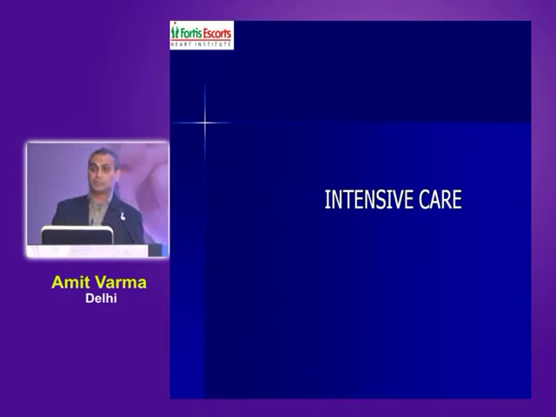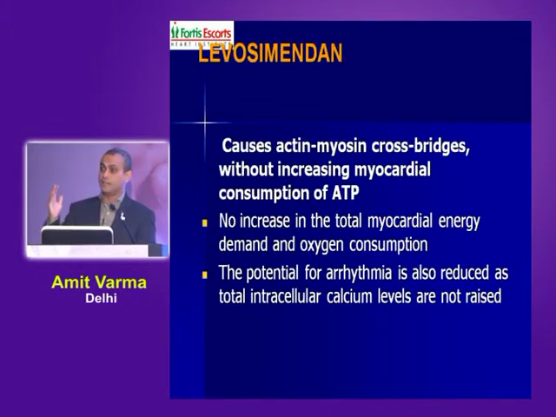So let's shift now to intensive care, which is our forte and something that I think you would be practicing a lot more commonly than all the stuff that I've been talking about. Levosimendan is not a new drug, but it is also a drug which is not routinely used in our ICUs, at least in India. What it does is that it causes actin-myosin cross bridges. There is no increase, and I think this is the fundamental point I want to make here, in total myocardial energy demand and oxygen consumption. And the potential for arrhythmia when you use levosimendan is also reduced.